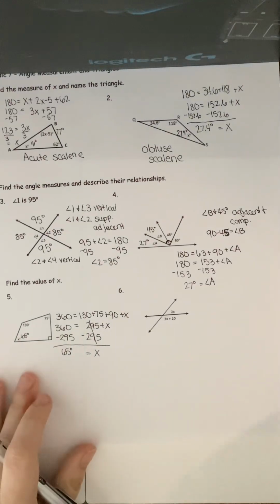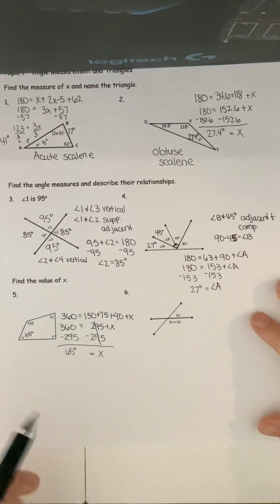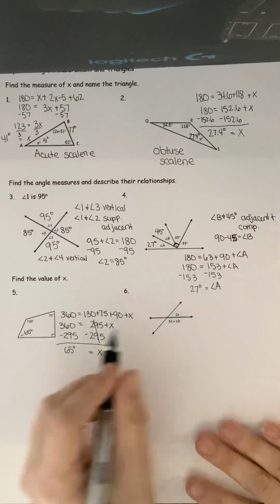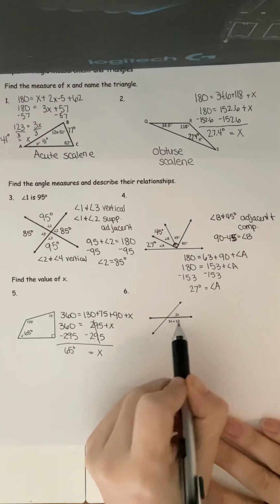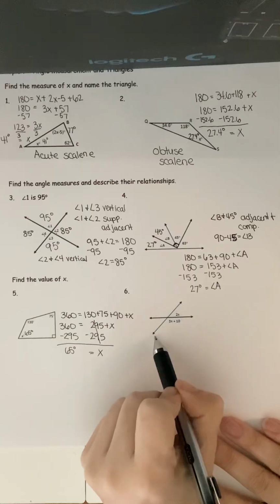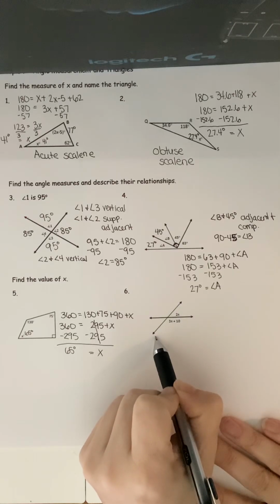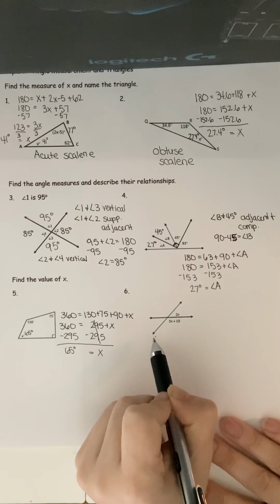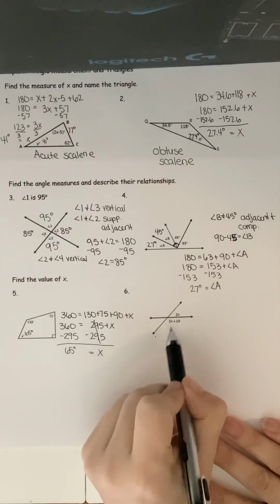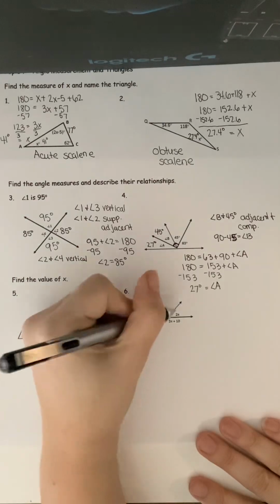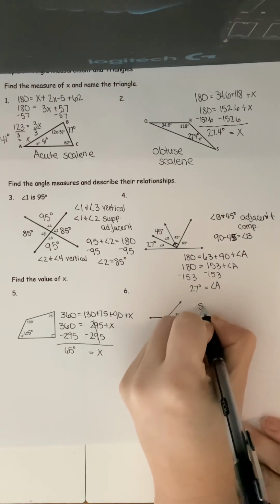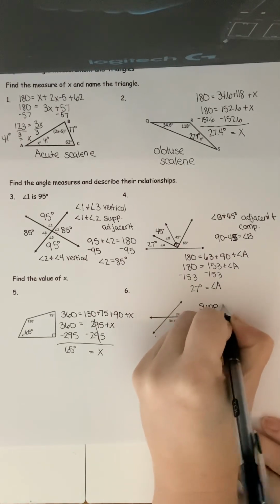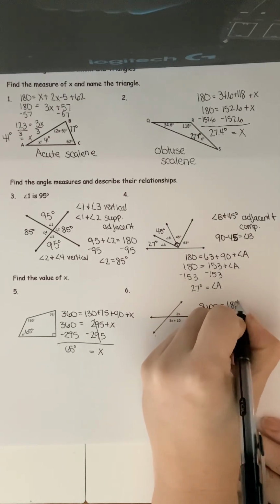All right, last problem. We have got to find that value of x. All right, so we have got a supplementary angle right here and adjacent. All right, they're right next to each other, but they are supplementary because it's on this 180 degree line. So we're going to write sup. It's going to be 180 degrees.